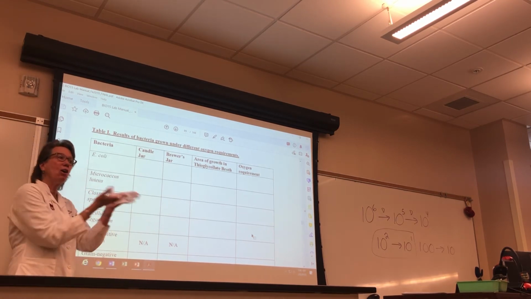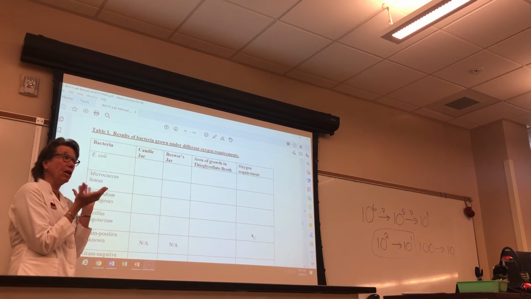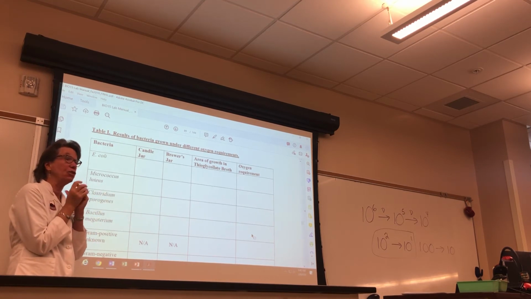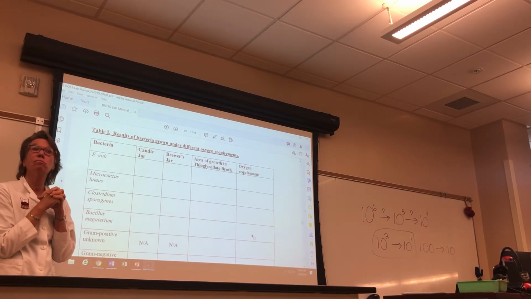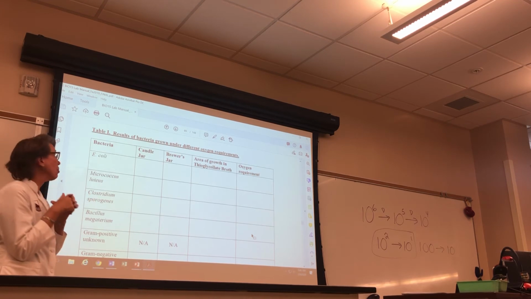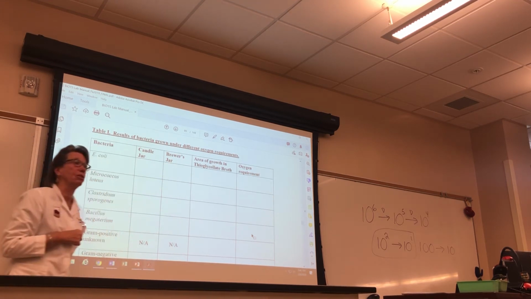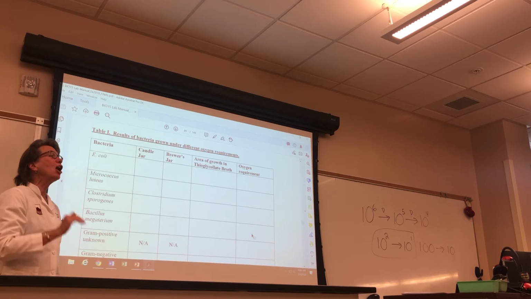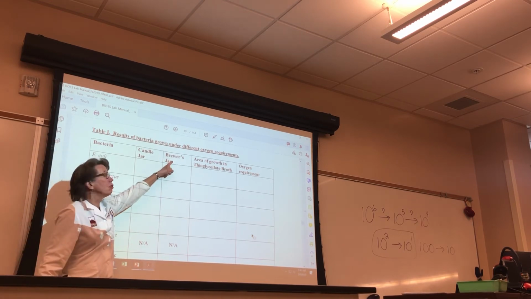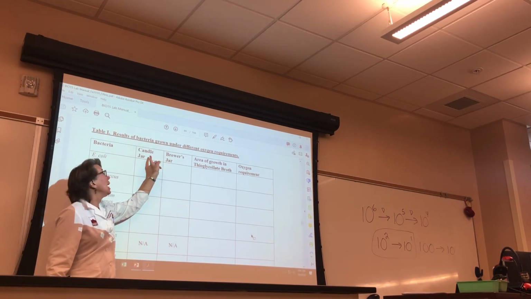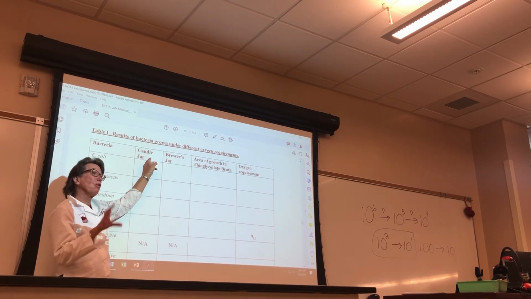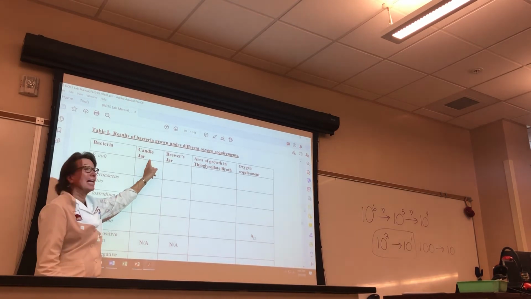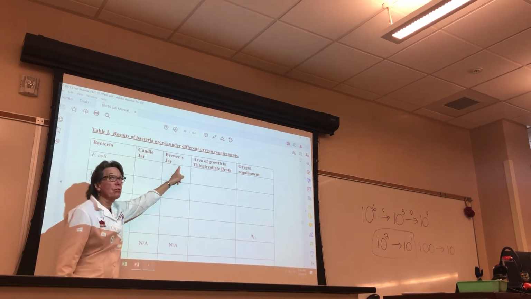Anaerobes are killed by oxygen. They're going to love the Brewer jar because there's no oxygen in there. But what else will grow in the Brewer jar? Facultatives. So facultatives are going to grow in both of these jars. Anaerobes will grow in the Brewer jar, but not the candle jar. Aerobes and microaerophiles are going to grow in the candle jar, but not in the Brewer jar.